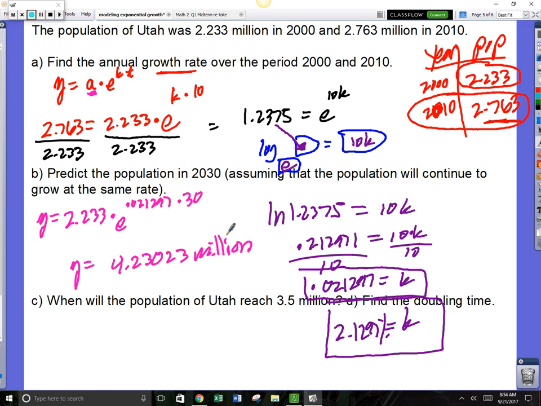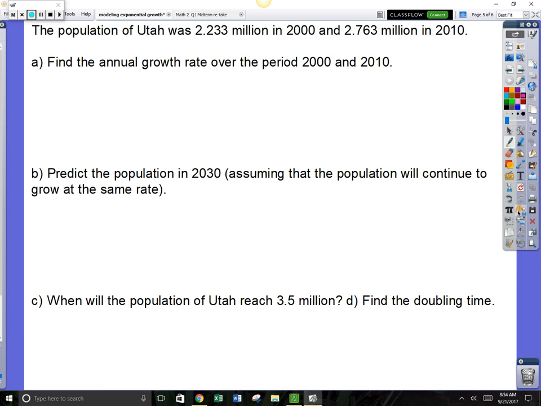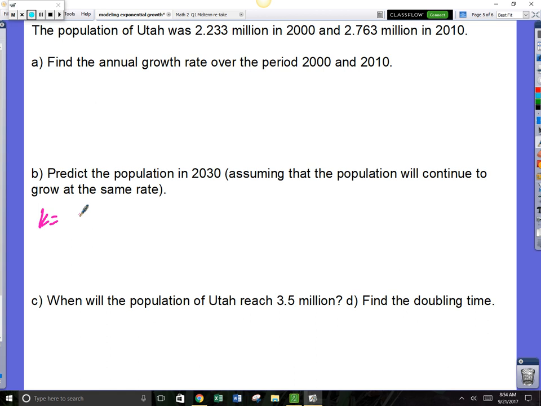Okay, now C is not as easy as B. So let me get a clean slate here. Okay, here's what I know. My rate of change was 0.021297. Okay, C. When is the state going to reach 3.5 million?